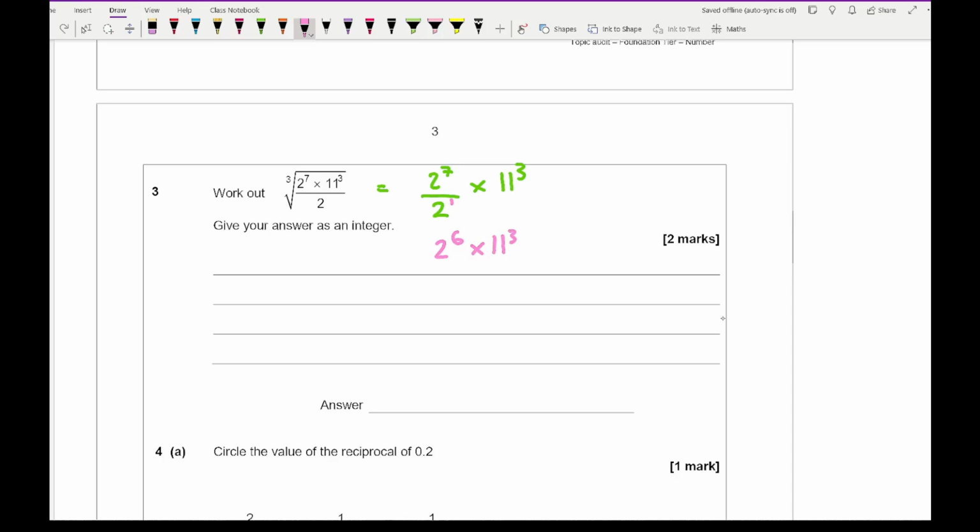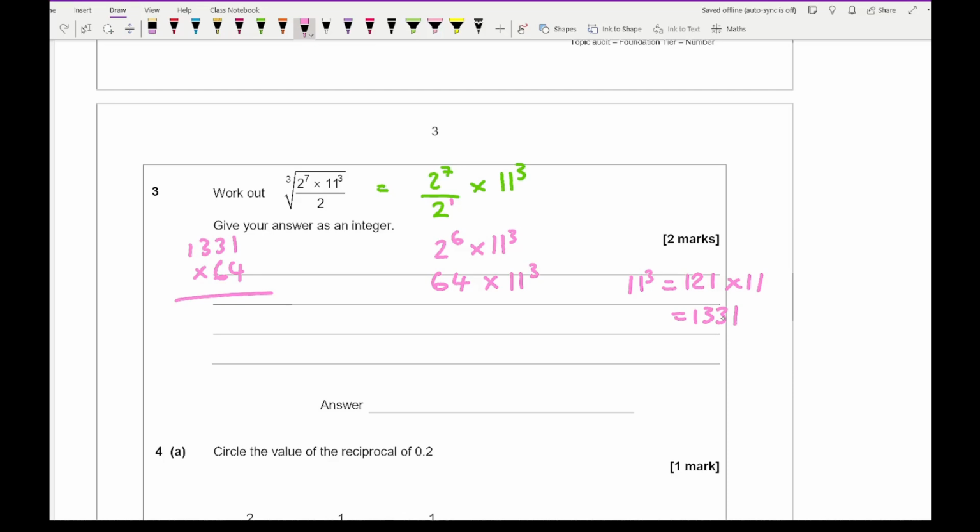You can then work out what 2 to the power 6 is, so that's going to be 2, 4, 8, 16, 32, 64, so it'll be 64 times 11 cubed. 11 cubed is 121 times 11, and again just working that out gives me 1331. So then if I do 64 multiplied by 1331, it will give me my answer, and then I cube root the answer.